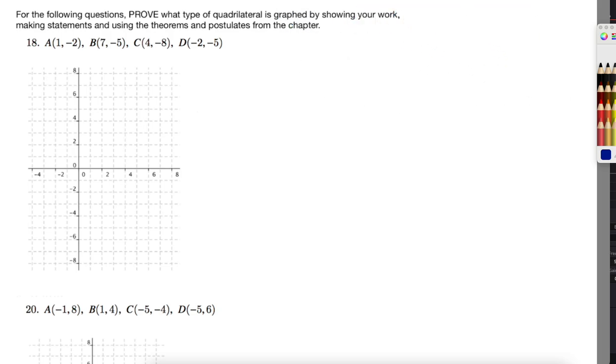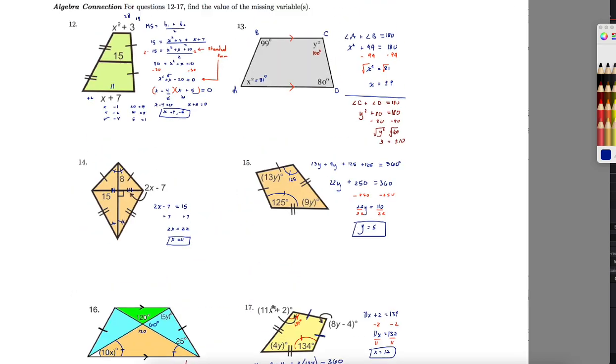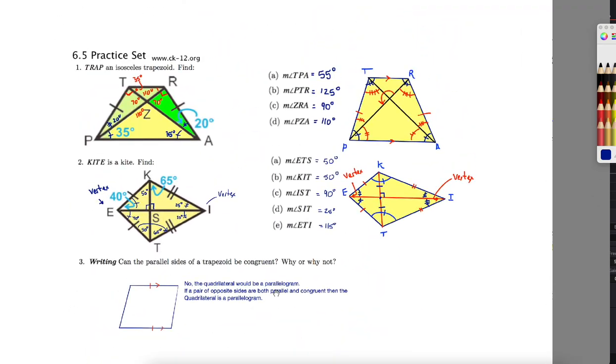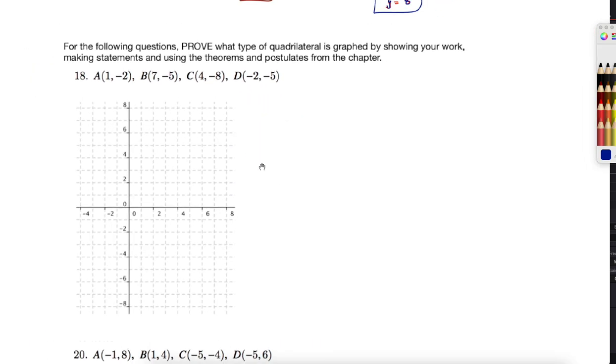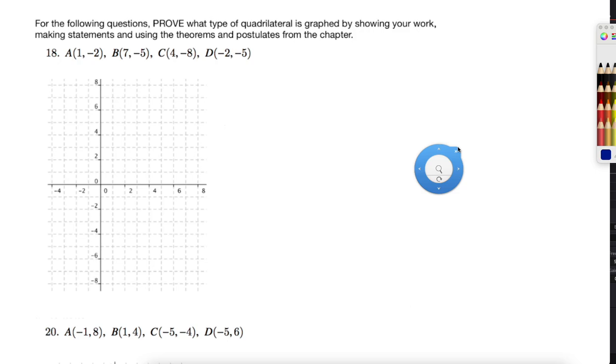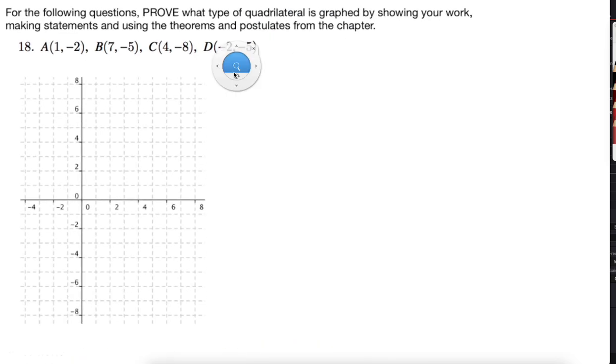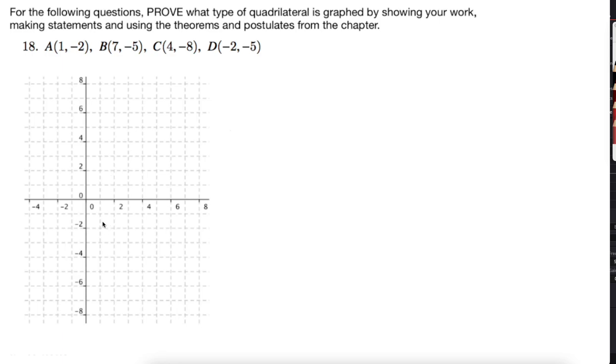Okay, everybody, I'm hitting part two here on this practice set, doing some solutions for you guys. We're proving what type of quadrilateral is graphed, and we can't just graph it and say what we think. We actually have to come up with some evidence that shows what type of quadrilateral this is. So we do this using coordinate geometry. And so let's put these points in here. I want you guys to carefully put these points in and label them.